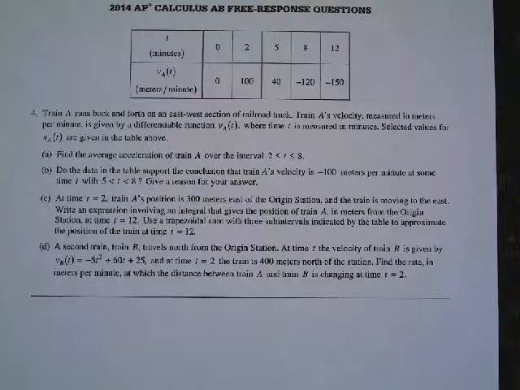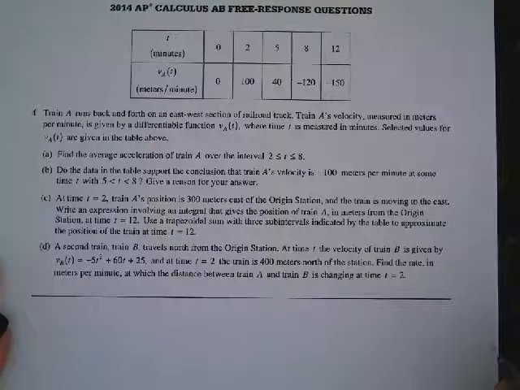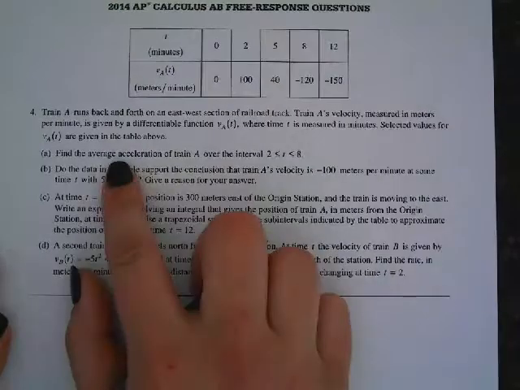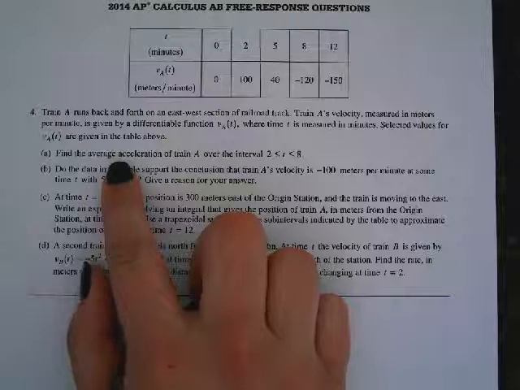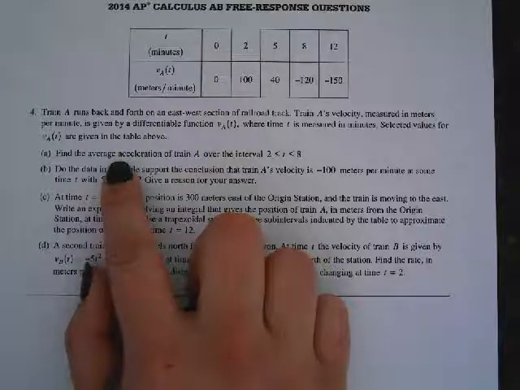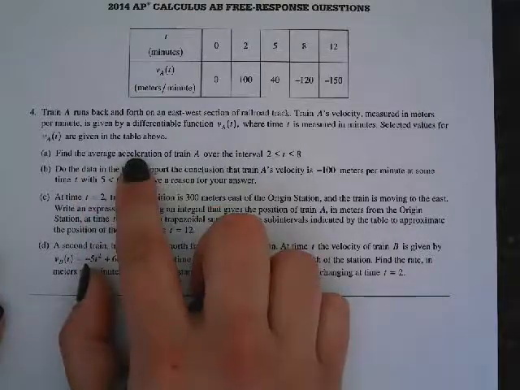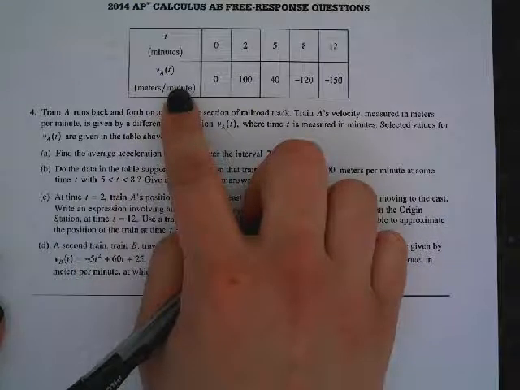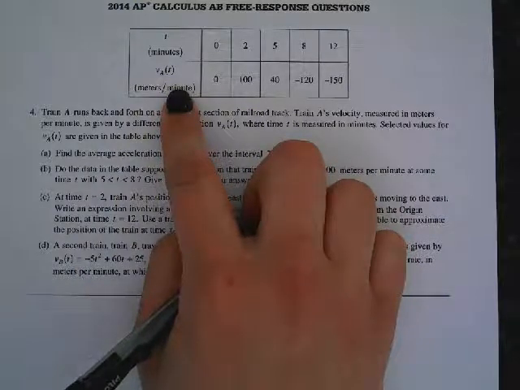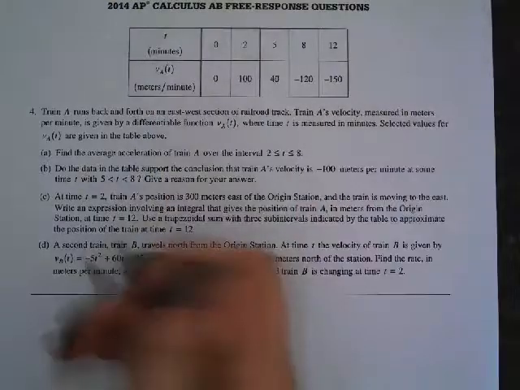Right, this is the fourth FRQ from the 2014 AB exam. First, they asked you to find the average acceleration. Notice they did not say the average value of acceleration. That would tell us to use an integral. But when they say the average acceleration and the table gave us velocity, that means they want us to find the average rate of change of velocity. That's acceleration. Average rate of change is just the slope.